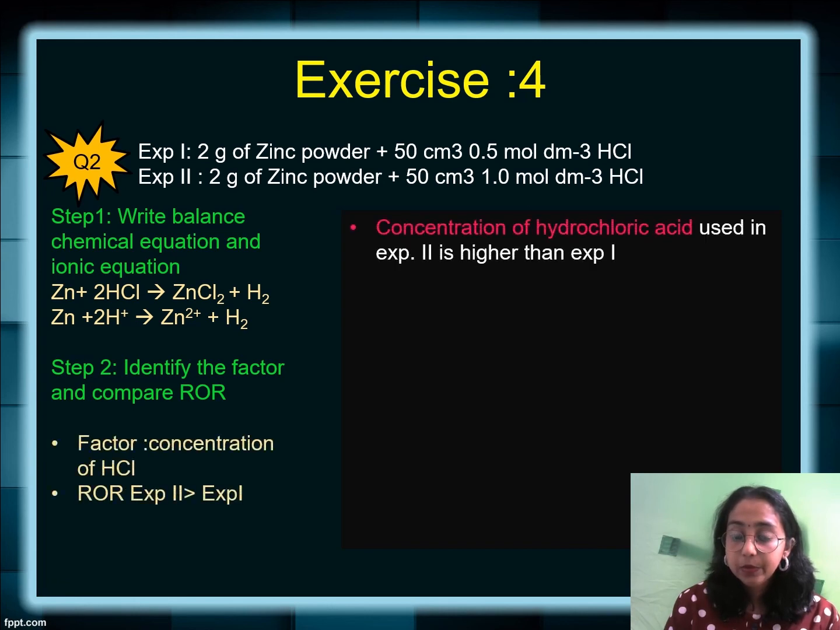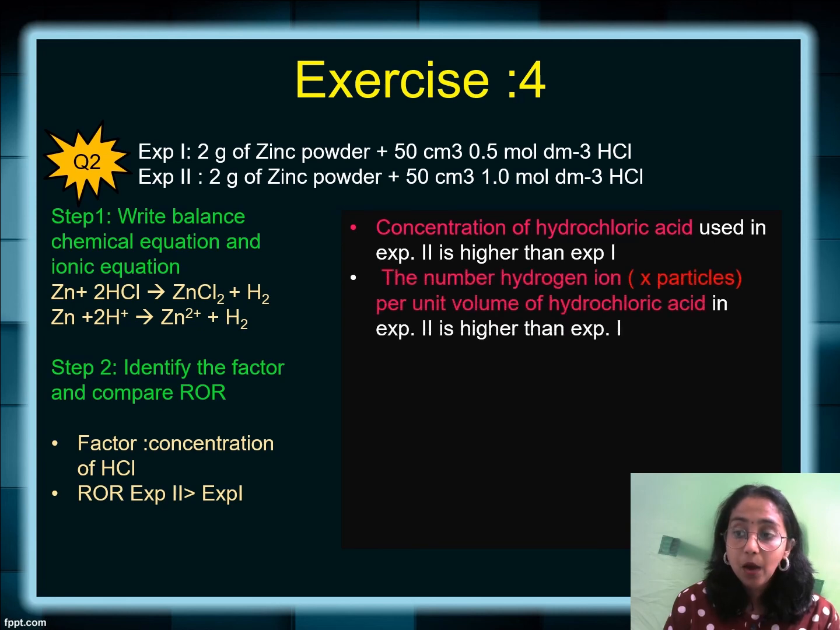Concentration, right? So your point 1, you will say that the concentration of hydrochloric acid used in experiment 2 is higher than experiment 1. And when we talk about concentration, students, you have to be very careful. The key point for concentration is the number of particles per unit volume. So don't ever just say particle. The very important particle in acid is hydrogen ion.